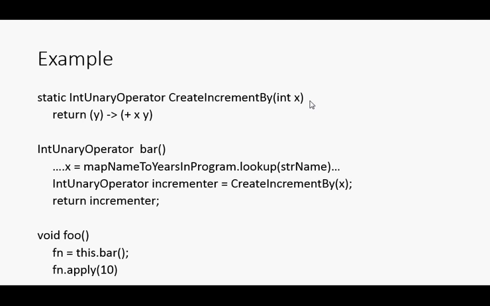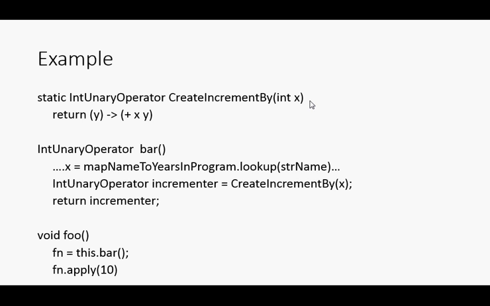So here, ladies and gentlemen, we have 3 functions: foo, bar, and, I lapsed, there's no baz, there's create increment by. Foo and bar are both methods. Foo calls off to bar, calling this dot bar, and bar basically does some computation to figure out an integer value x. It calls off to create increment by with this value x, which is an integer. Create increment by returns a function that takes in an integer and adds x to it. Are we okay with that?